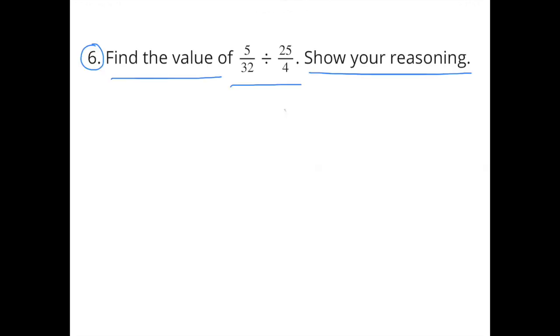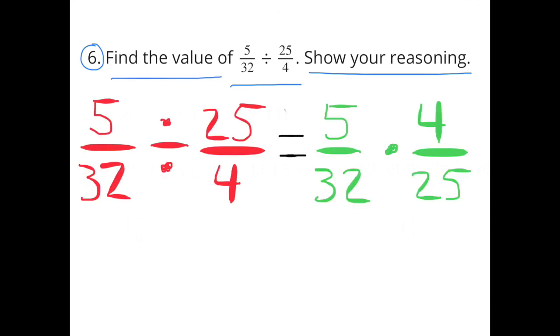Number 6, find the value of 5 over 32 divided by 25 over 4. Show your reasoning. 5 over 32 divided by 25 over 4 is the same as 5 over 32 times 4 over 25. Now I notice that this can be simplified. 5 divided by 5 is 1, and 25 divided by 5 is 5. 4 divided by 4 is 1, and 32 divided by 4 is 8.